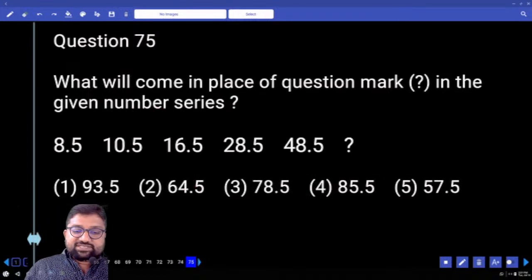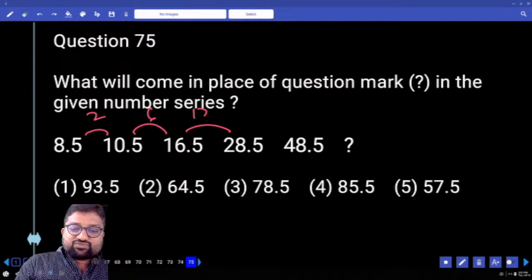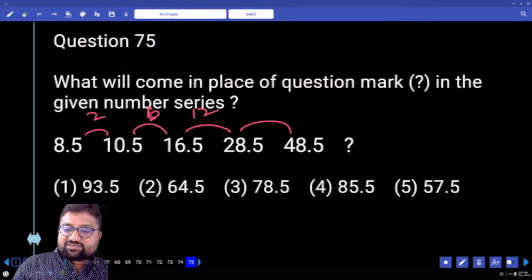75. Increasing or decreasing? Chalo, what's the difference? 2. How much is this? 6. How much is this? 12. 2, 6, 12. Next, 20.